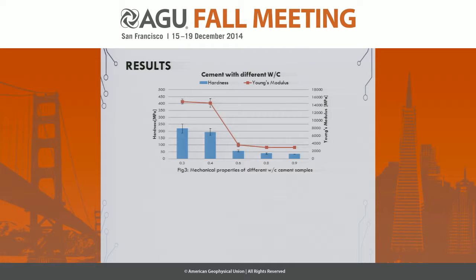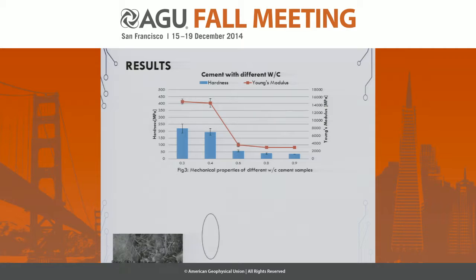Here's our result. Cement with different water-cement ratio. As the figure shows, as the water cement ratio increases, both the hardness, the blue bar, and the Young's modulus, the red line, decrease. This is because the excess water that is not consumed by the hydration reaction leaves the cement with microscopic pores.